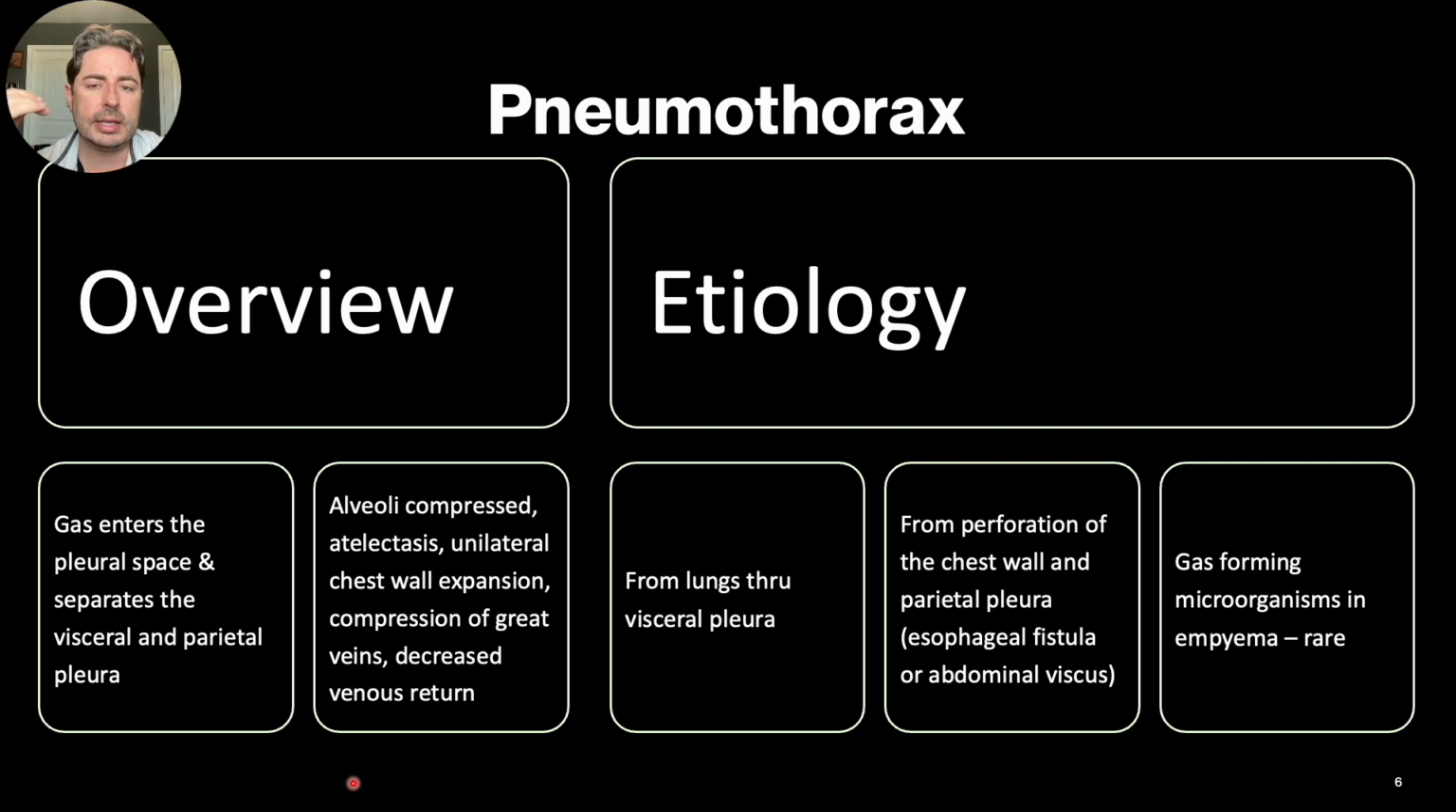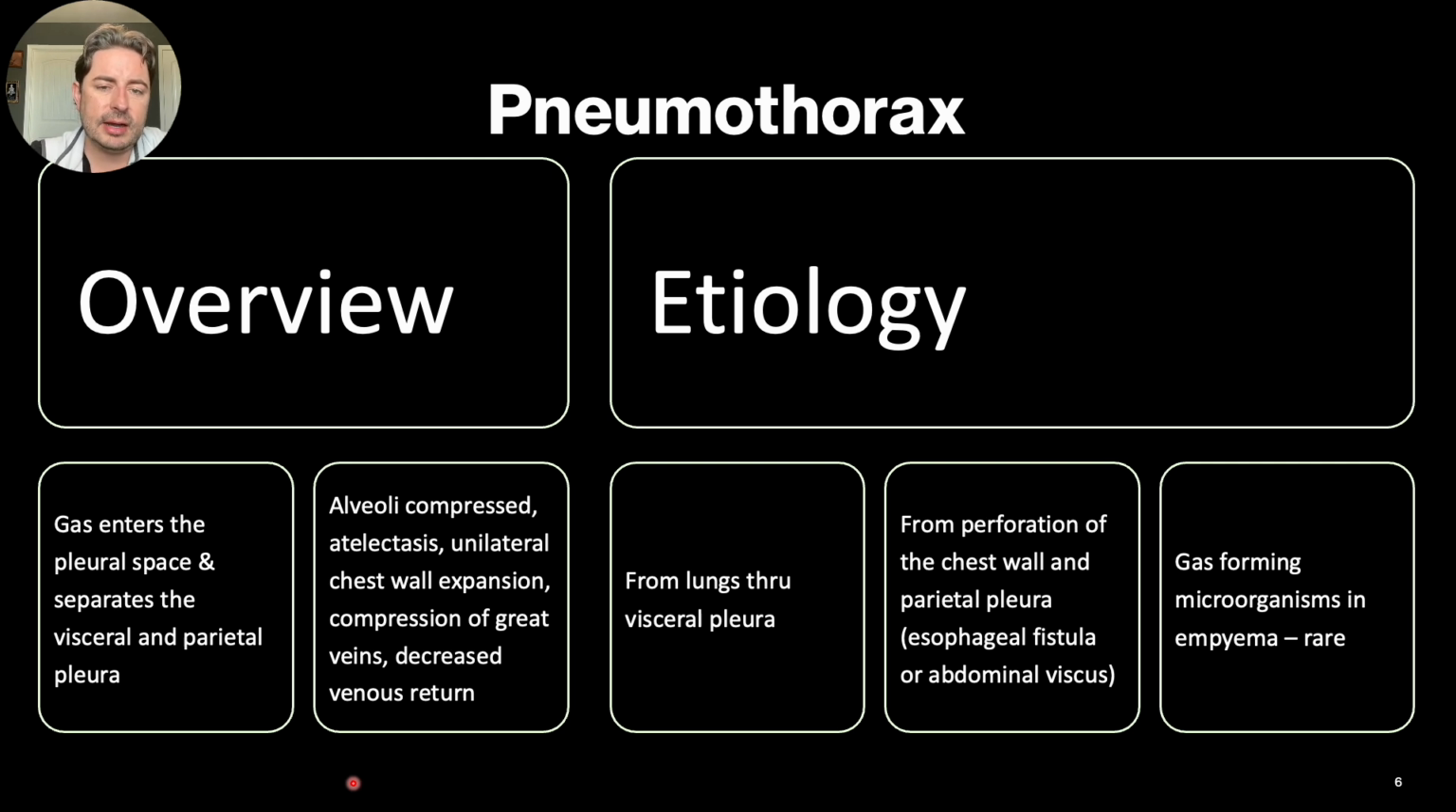Other ways that we can get air into the pleural space through the chest wall and the parietal pleura are an esophageal fistula or through the abdomen. So these are holes in the esophagus or in the abdominal lining or the viscus that move air into the pleural space.